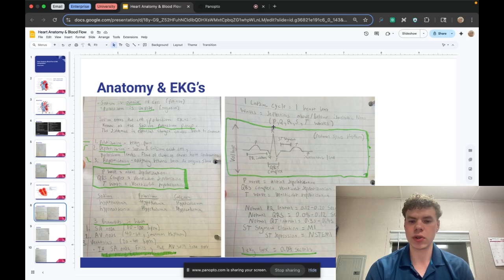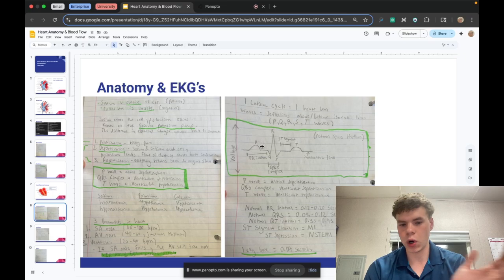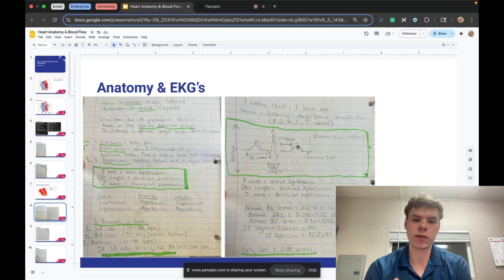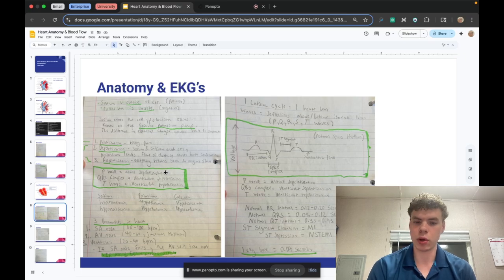That's what one cardiac cycle, or one heartbeat, means. So this is one cardiac cycle right here. You have a P wave, a QRS, and a T wave, right? The P wave is the depolarization of the atrium, so atrial depolarization. Your QRS complex is the depolarization of the ventricles, and your T wave is the repolarization of the ventricles, right?